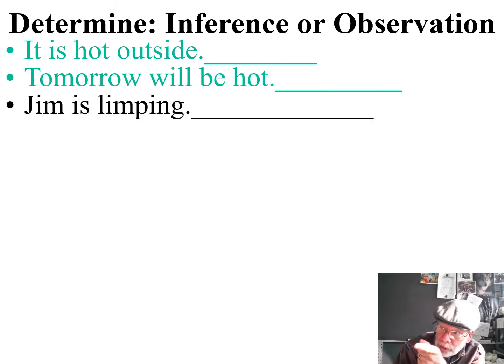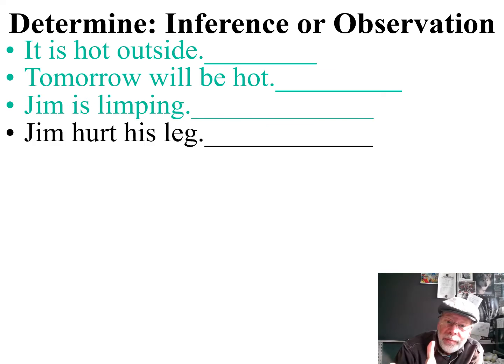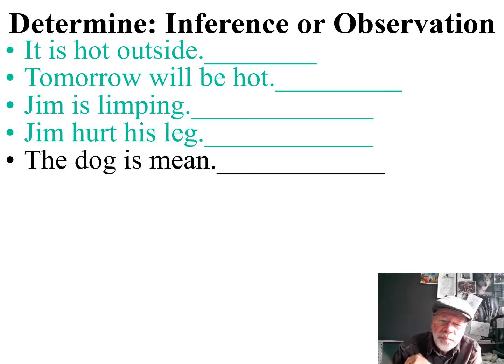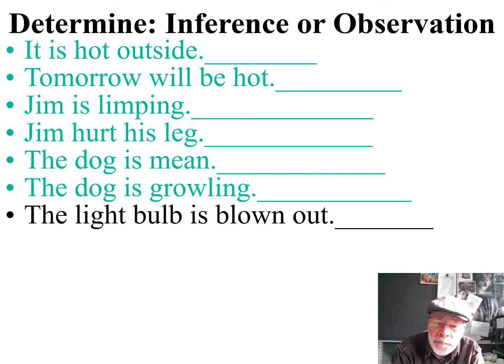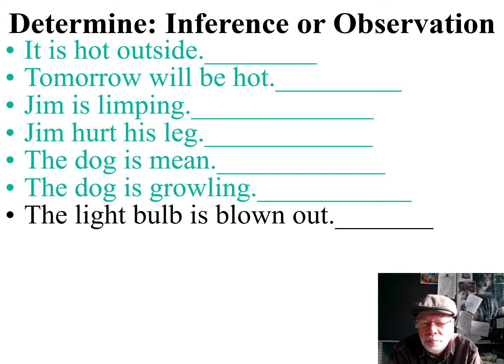Jim is limping. I look over, I see Jim limping. That's an observation. Jim hurt his leg. That's what I'm thinking because he's limping. So that would be an inference. The dog is mean. Well, you don't really see mean. You have observations that lead you to the conclusion that the dog is mean. What would one of those observations be? Well, how about the dog is growling? That would be a pretty reasonable observation, certainly an observation that would lead you to the inference that the dog could be mean.